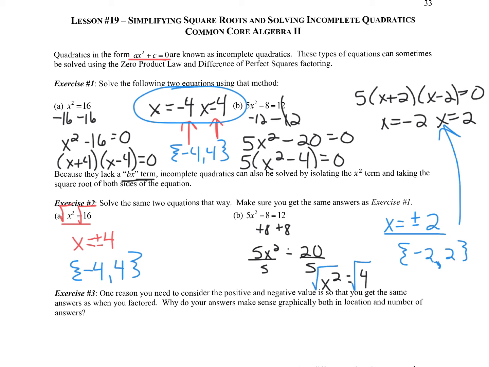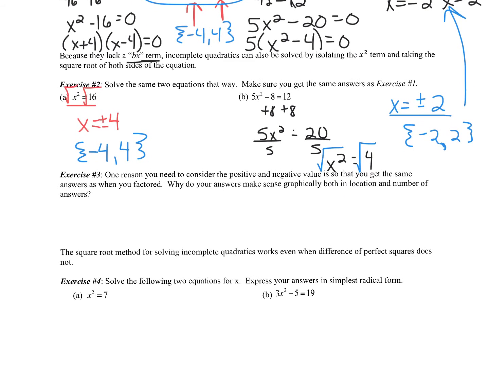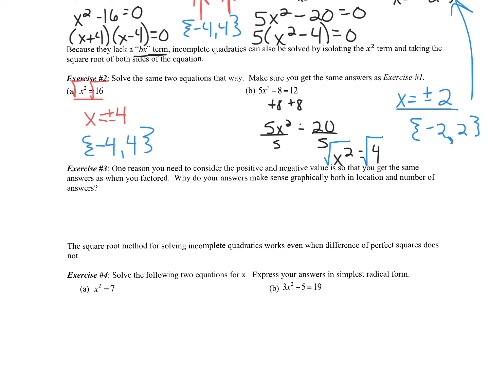So let's look down the page. It says one reason you need to consider the positive and negative value is so that you can get the same answers as when you factored. Why do your answers make sense graphically, both in location and number of answers? This is kind of a deep question. If I was going to, for example, graph my first one, so if I set this equal to y, and specifically when I solve for 0, if I graphed x squared minus 16, which is the form we got it into at the top, if I found the axis of symmetry, that formula is -b over 2a.